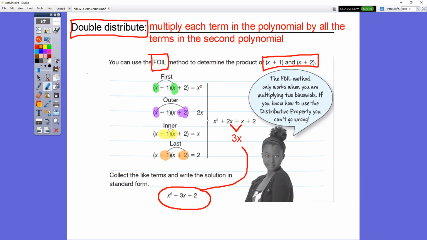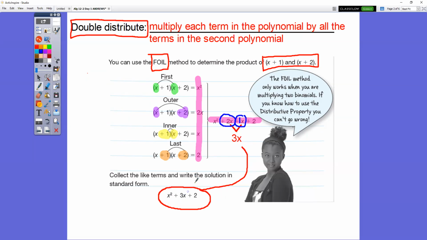When we put all of these answers together, we have x squared plus 2x plus x plus 2. Well, when we go to simplify this, you can only add together things that have the same exponent. So notice in this one that you have a 2x and you have an x. We can add together this 2x and this 1x, combining our like terms, to be a 3x. So when we go to write our final answer, we would have x squared plus 3x.